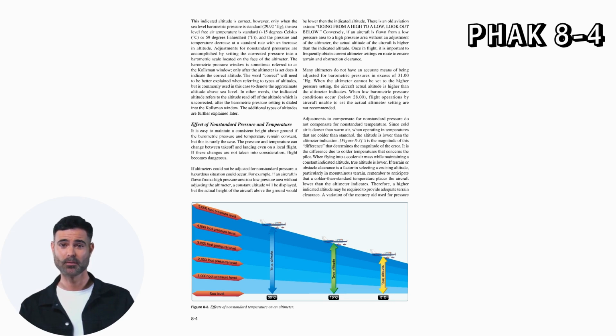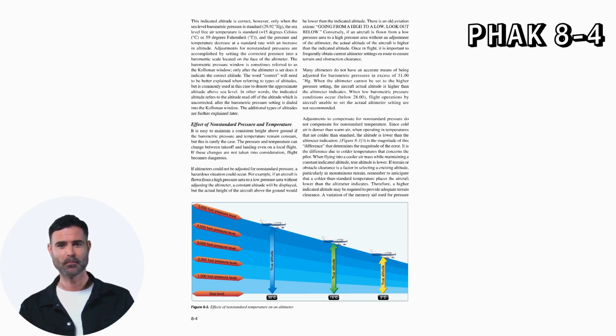If terrain or obstacle clearance is a factor in selecting a cruising altitude, particularly in mountainous terrain, remember to anticipate that a colder than standard temperature places the aircraft lower than the altimeter indicates. Therefore, a higher indicated altitude may be required to provide adequate terrain clearance.